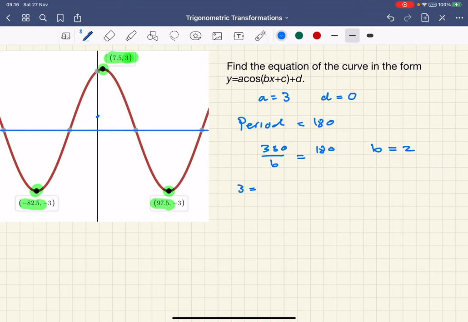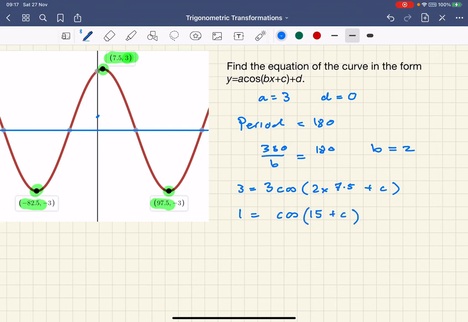The A value is also 3. And then I've got cosine. The B value is 2 times the X value from this point, which is 7.5. The C value I don't know, and D is nothing. So a little rearrangement of this. If I divide both sides by the 3, I get 1 equal to cosine of (15 plus C).